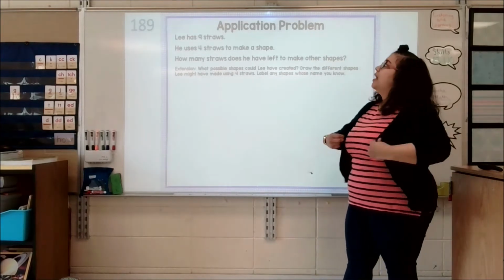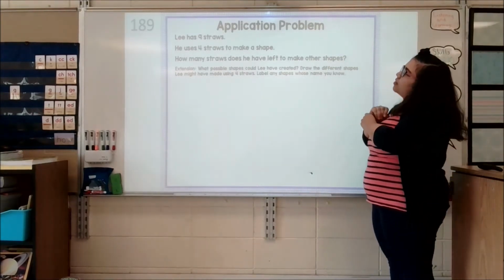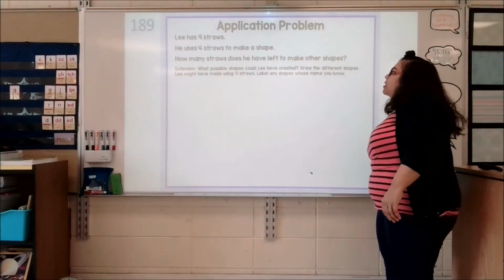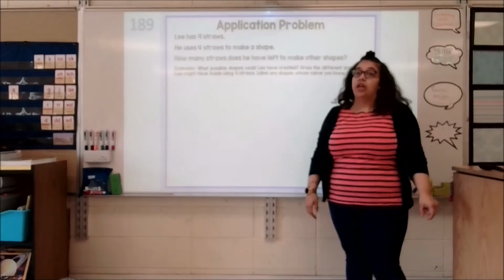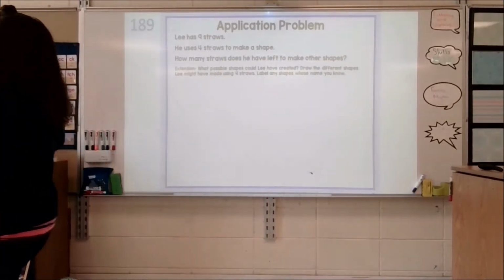Same books. And it reads, Lee has 9 straws. He uses 4 straws to make a shape. How many straws does he have left to make other shapes?